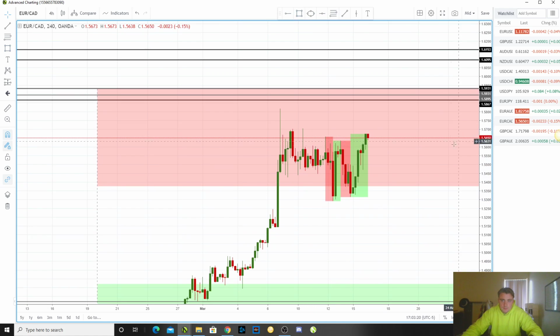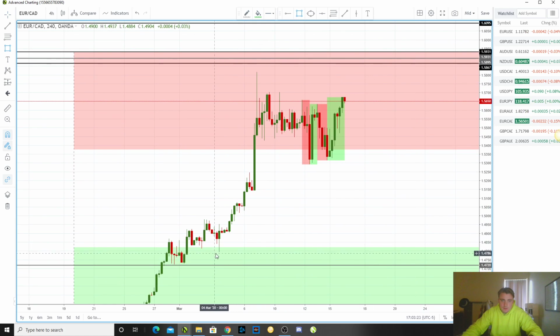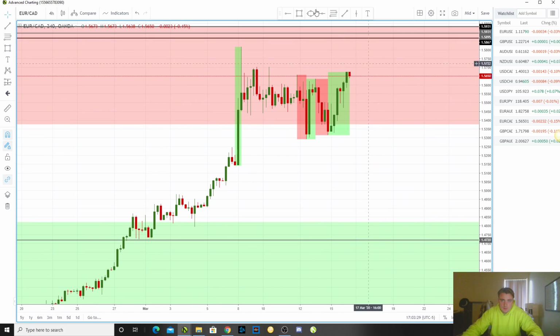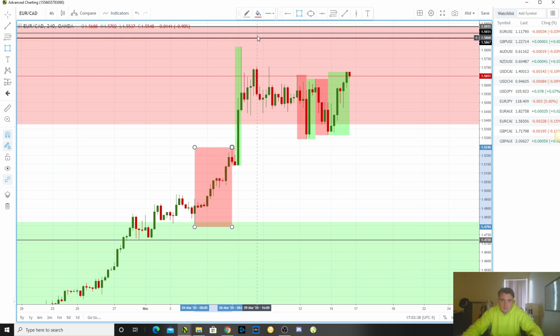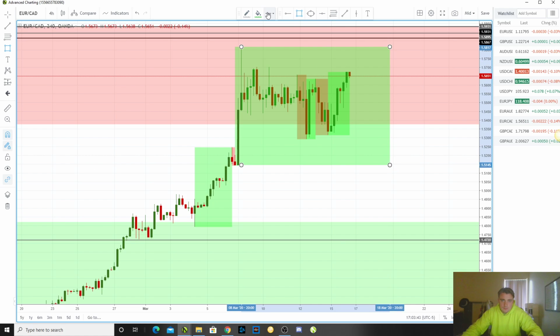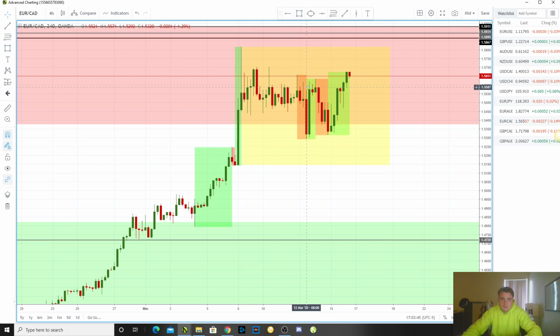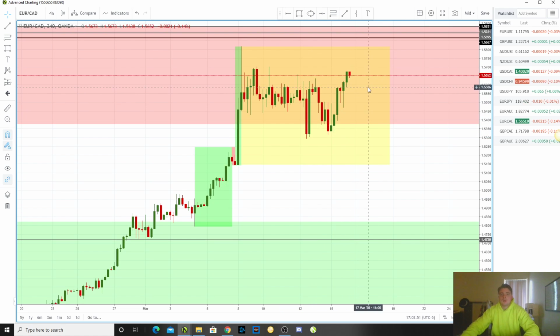I have an uptrend here. The only problem is you got this big move right here. It starts right there, so all this is trading inside of that move. So I would call it still an uptrending market.